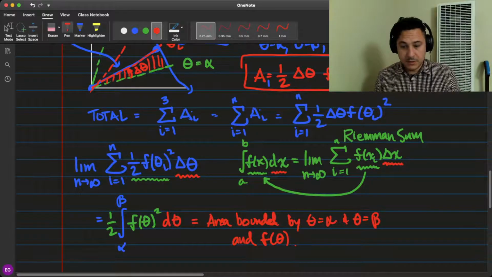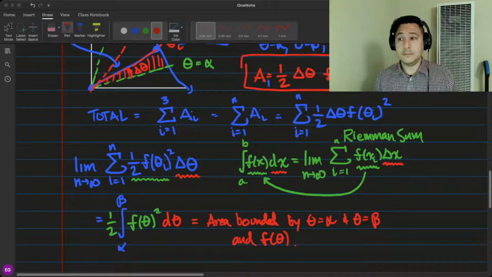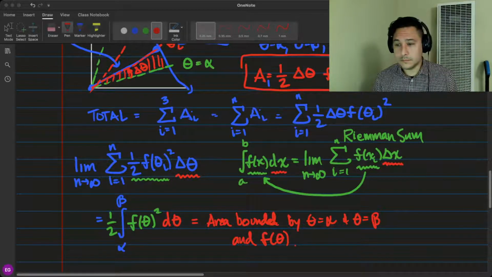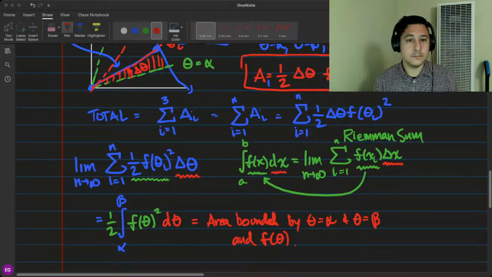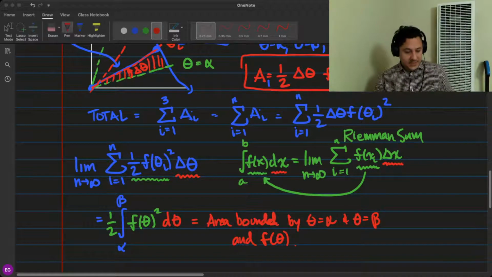Okay, so I'm going to give you a moment to write stuff down, and then we're going to go forward. Alright, so let's do an example.